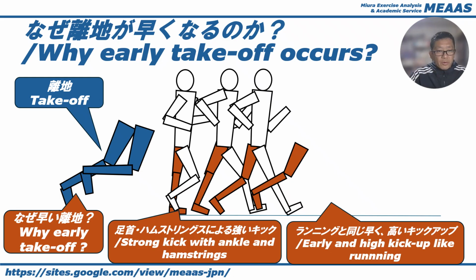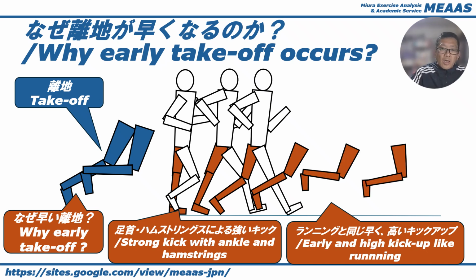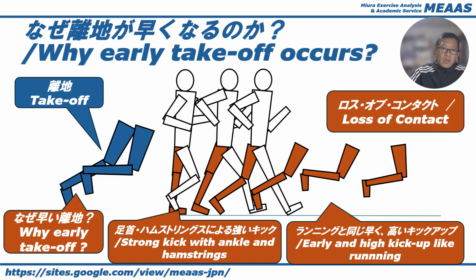with the torque of the ankle and hamstrings, they start takeoff early and kick up high, like running. So when they kick up early and high, the loss of contact occurs. This is the mechanic of early takeoff and high takeoff.